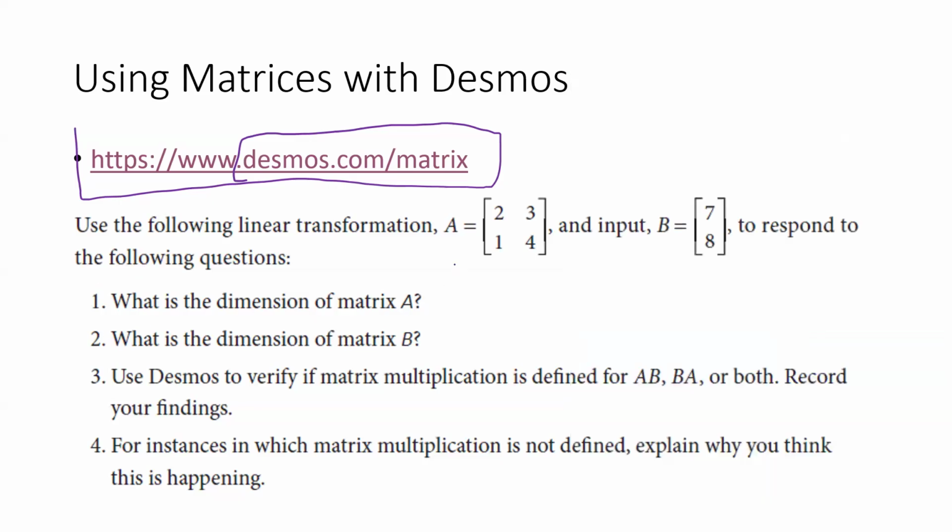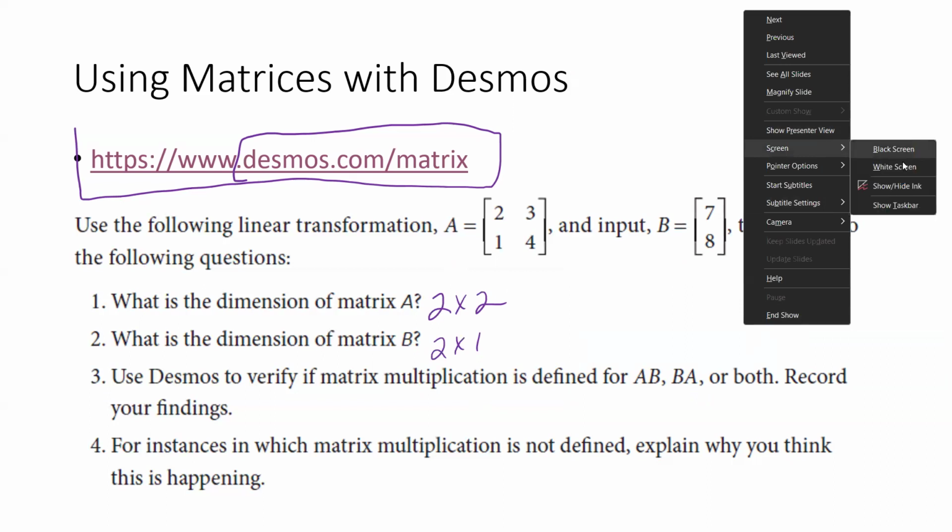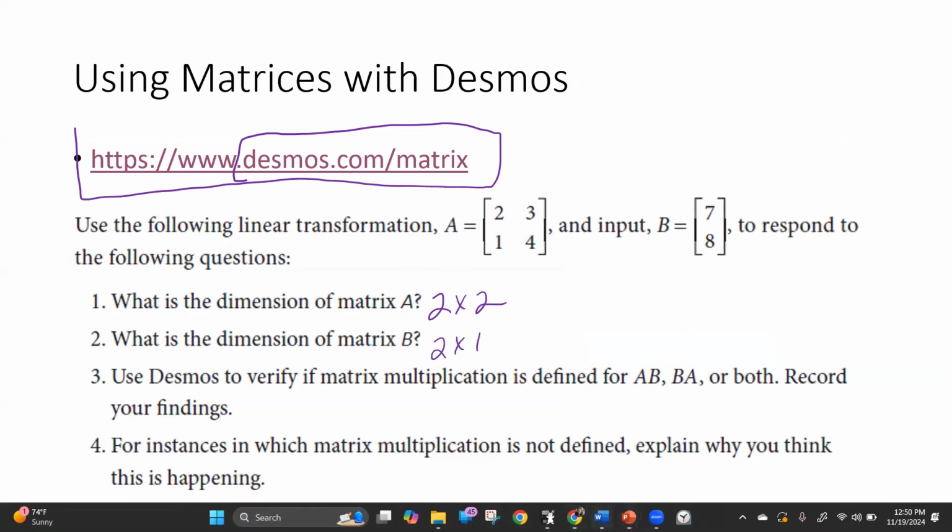What are the dimensions of A? A 2x2. What are the dimensions of B? 2x1. And we're going to use Desmos to determine if A times B works and B times A works. Okay? Yes? All right. Here we go. So we're going to put them in. I'm going to open up my Desmos.